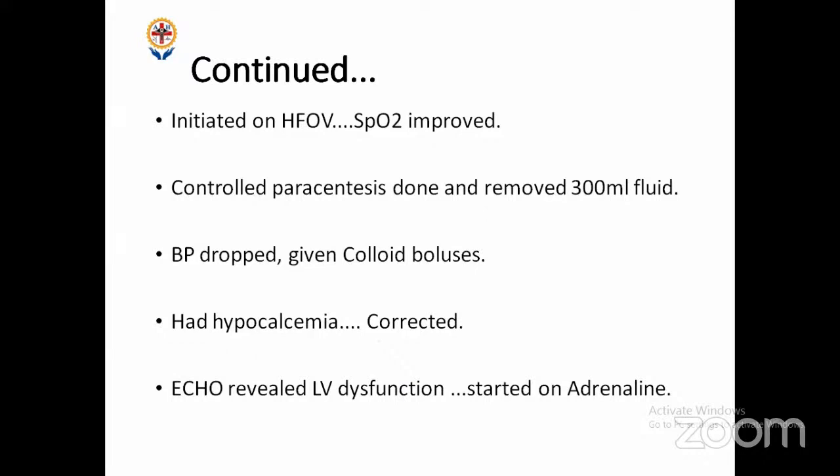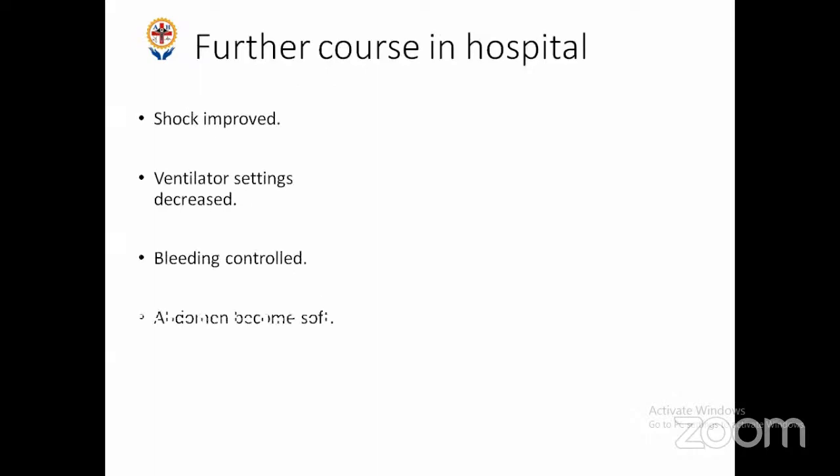So here we give crystalloid and colloid boluses. And the hypocalcemia, we corrected it and we did an echo. Echo revealed LV dysfunction, so it's a dengue myocarditis. So we started adrenaline. With these measures, shock improved, mental status improved, bleeding was controlled, the abdomen became soft. Gradually, we decreased the fluids.